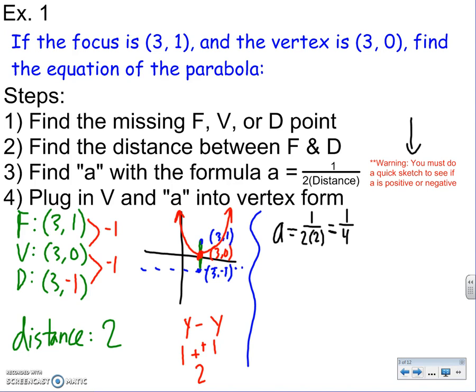So this formula doesn't tell you if A is positive or negative. You have to draw the picture yourself and just avoid the directrix. If the directrix is below the vertex, A is positive. If the directrix is above the vertex, A is negative.